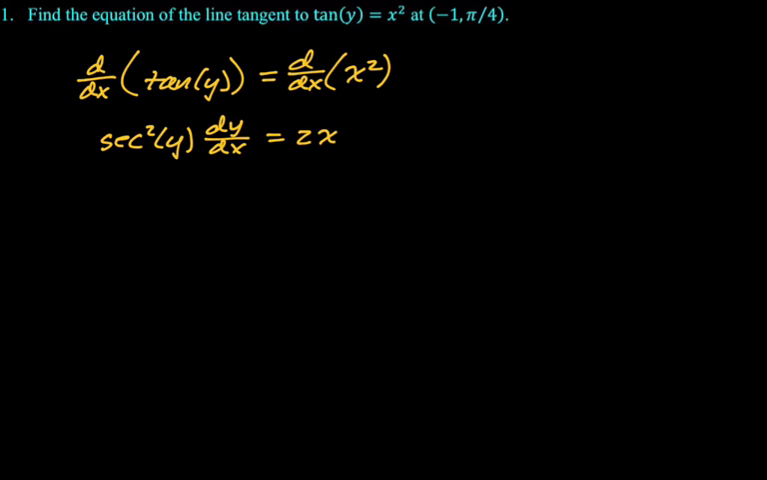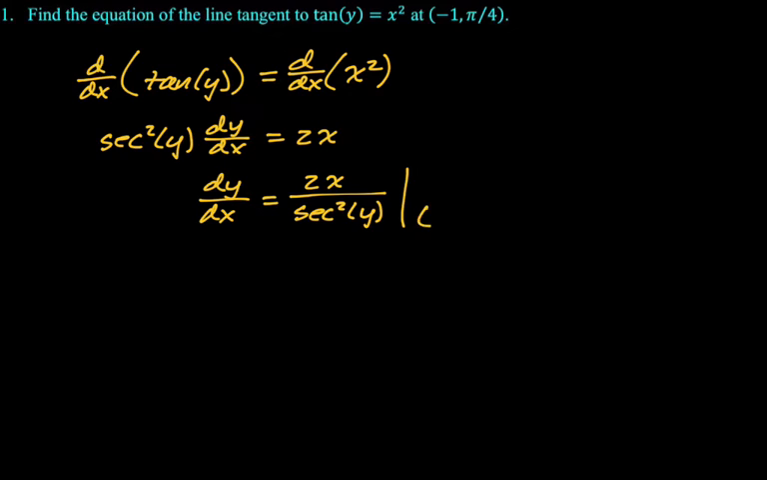You don't really need to. You just need to sub in at this point. I'm going to do it anyway. So dy/dx is going to be 2x over secant squared of y. You might have chosen to write it as 2x times cosine squared of y. That might actually be easier depending on how you think about these things.